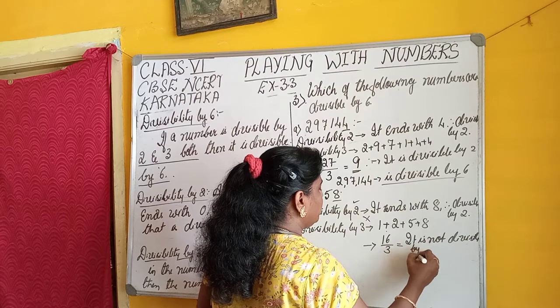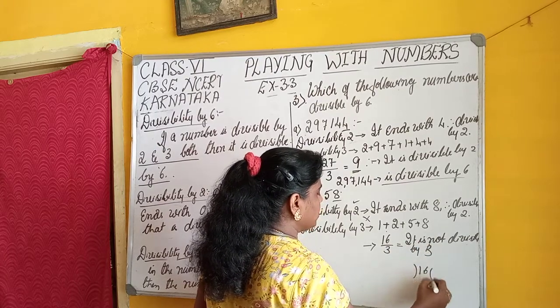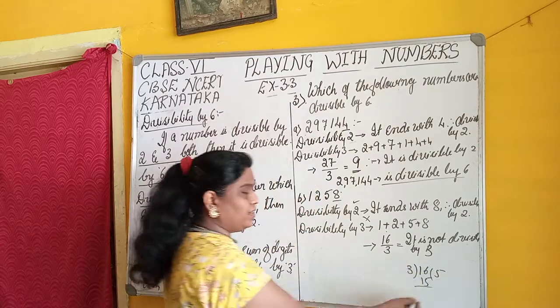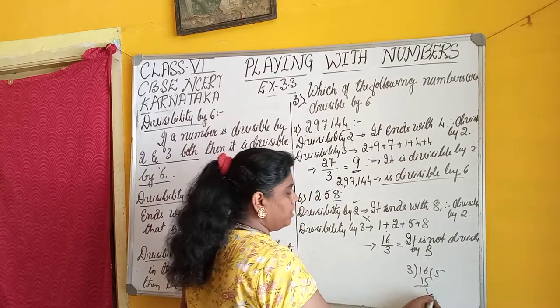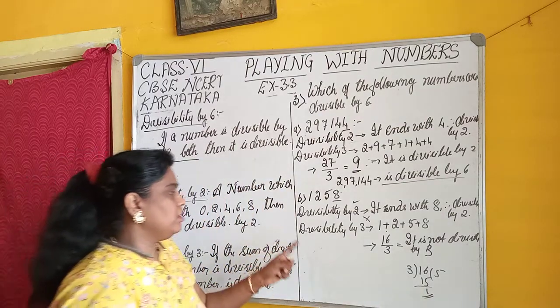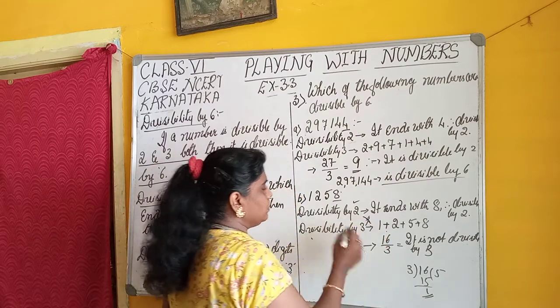By 3. How did you get it? Let's check it. Does it divide completely? No. 3 5s are 15. If you check like that, we should get the remainder 0, but here we got the remainder 1. Here, the divisibility test for 3 has failed.